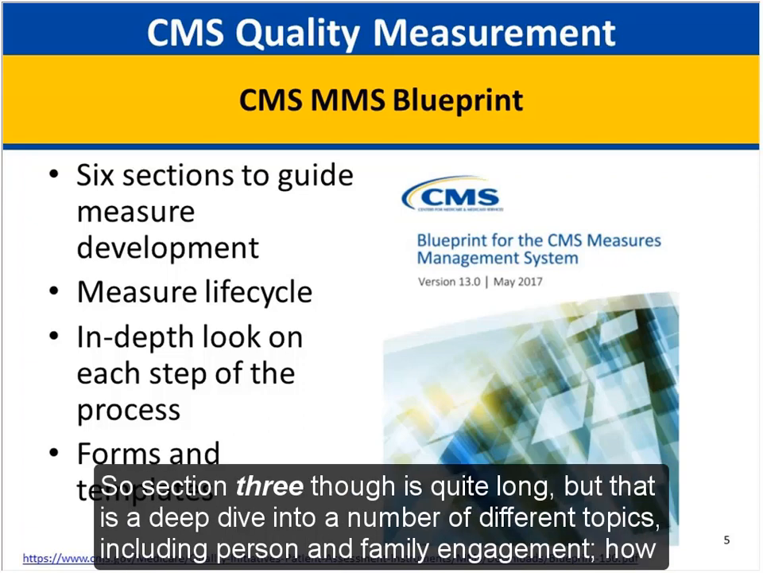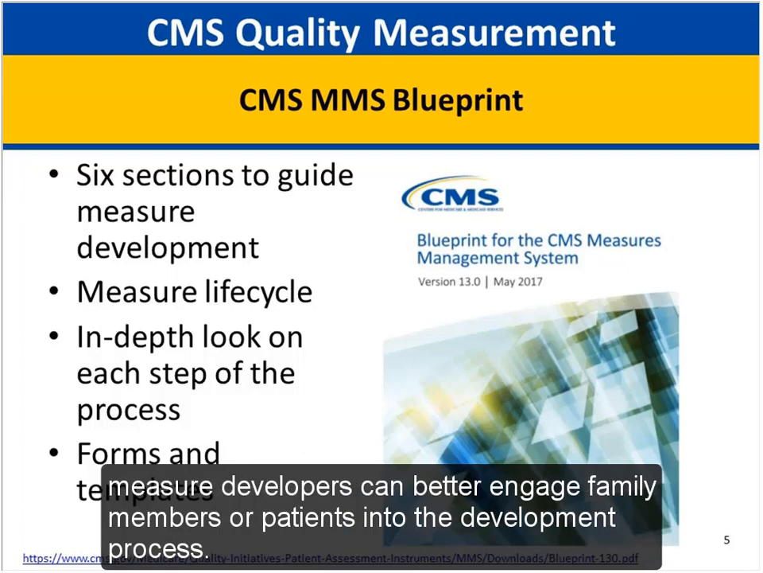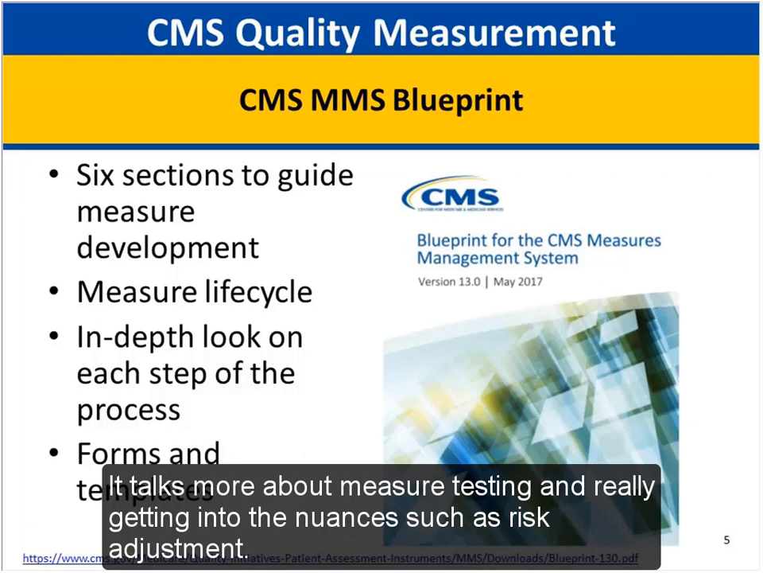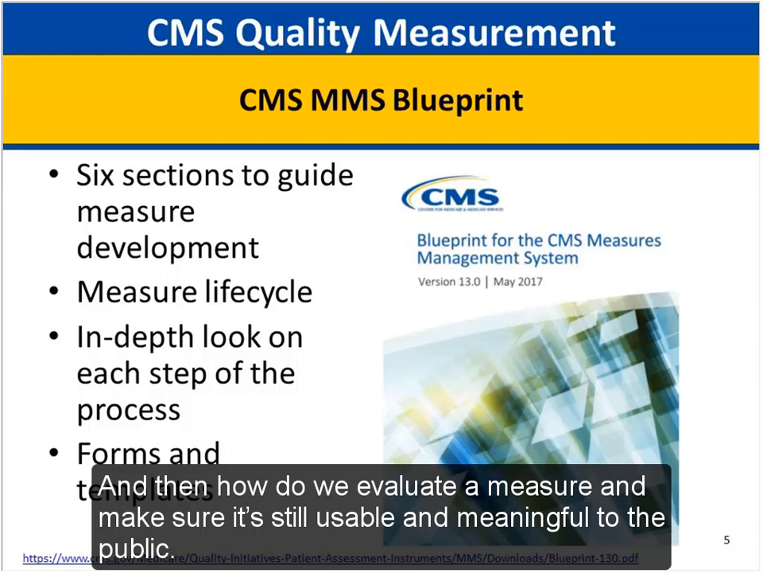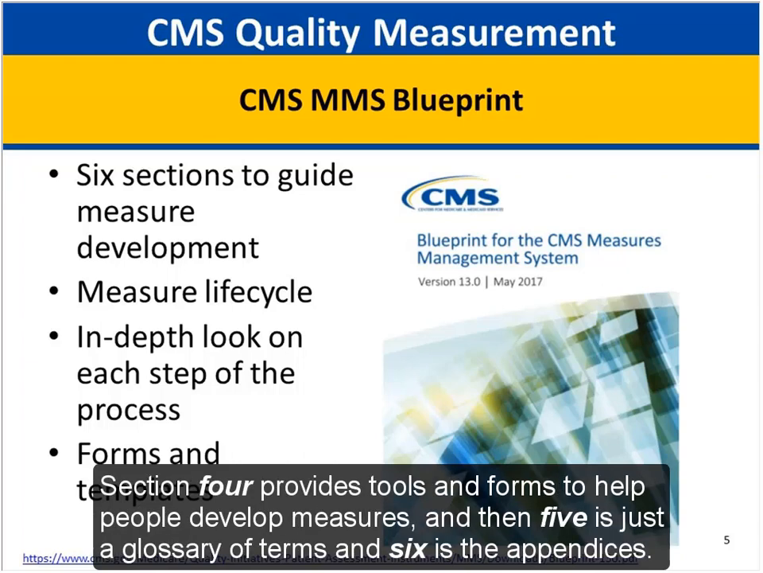Section 3 is quite long, but it is a deep dive into a number of different topics, including person and family engagement, how measure developers can better engage family members or patients in the development process. It talks more about measure testing and gets into nuances such as risk adjustment, and then how we evaluate a measure and make sure it's still usable and meaningful to the public. Section 4 provides tools and forms to help people develop measures, section 5 is a glossary of terms, and section 6 is the appendices.